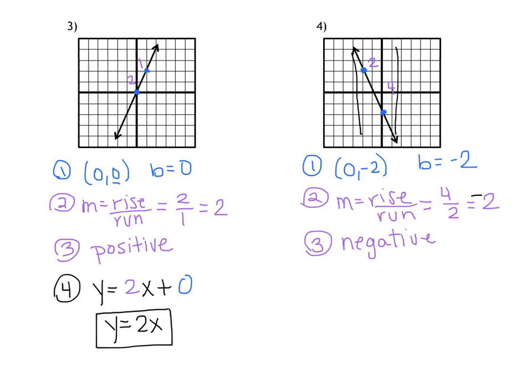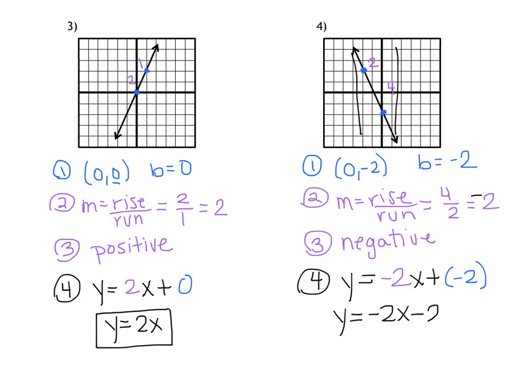Now let's put it all together in step 4. We have y equals, my slope is negative 2. So negative 2x plus our b is equal to negative 2. And then we want to simplify it. So we have y equals negative 2x. Remember, plus a negative means a minus sign, so we're subtracting 2. And that is your answer. Y equals negative 2x minus 2.